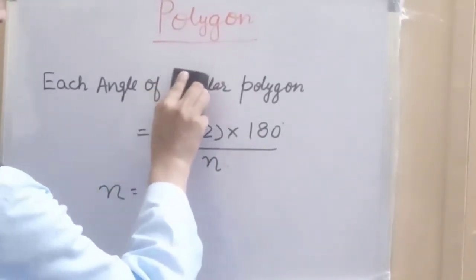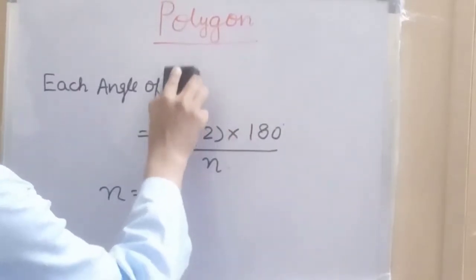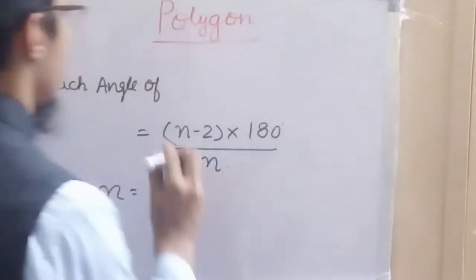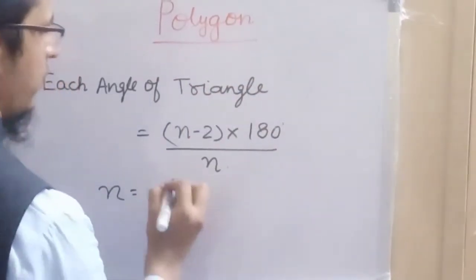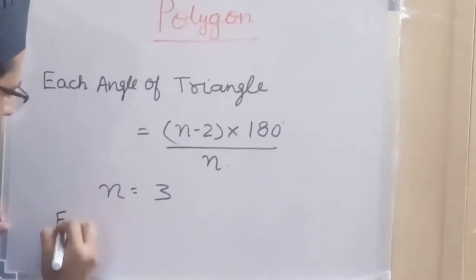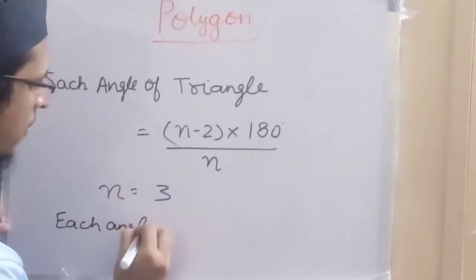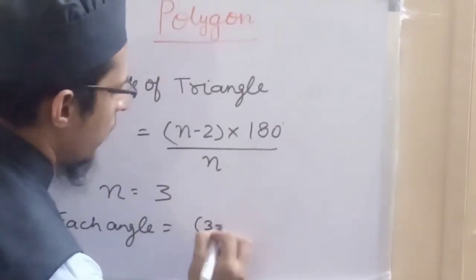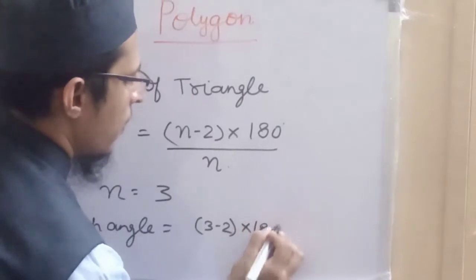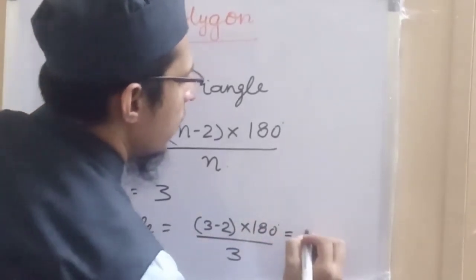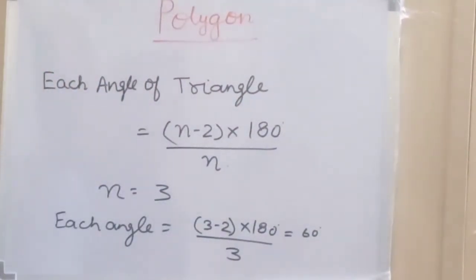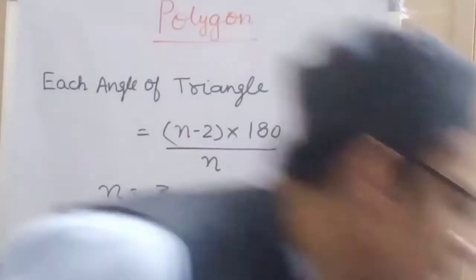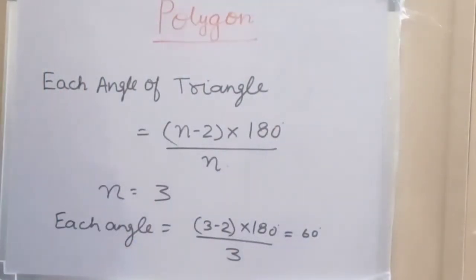Suppose we have a triangle. Then n will be equal to 3 and each angle can be estimated as (3 minus 2) into 180 degrees by 3, that is equal to 60 degrees. In this way we can estimate for all regular polygons what will be the measurement of each angle. So for an equilateral triangle we have found that it is 60 degrees.